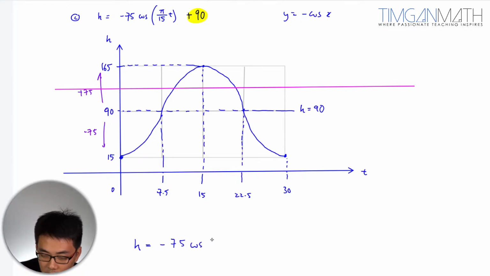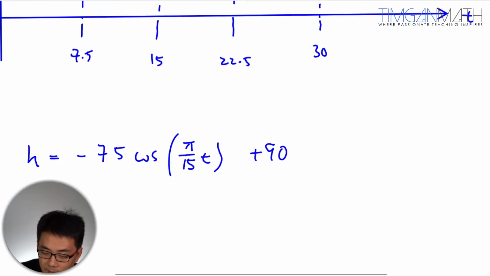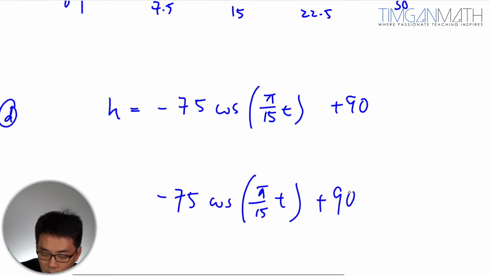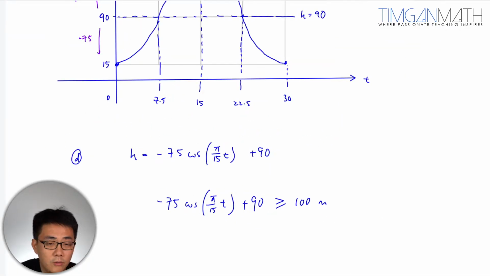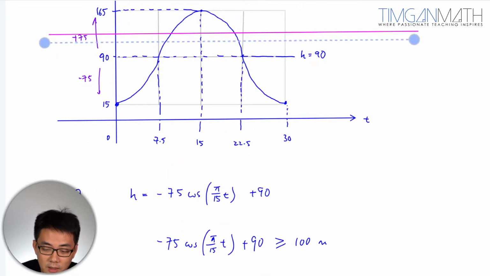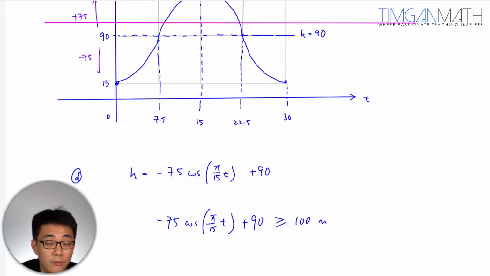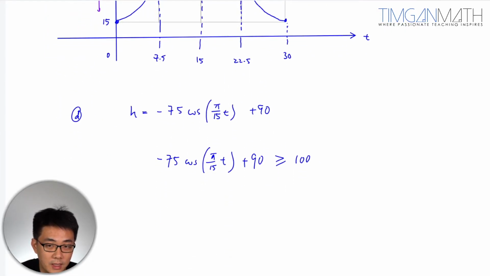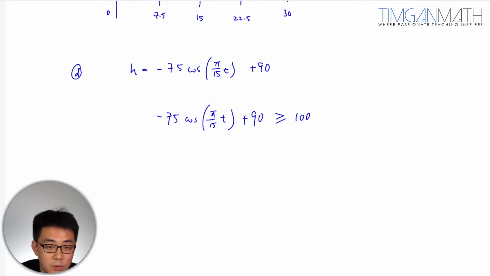75 cosine pi over 15 t plus 90 more than, so you want this to be more than 100. Okay, so now you can't solve this using linear methods. You need to use the graph to solve this. You can't actually solve this using a linear method. It doesn't make sense. So just take note, you need to solve this graphically.